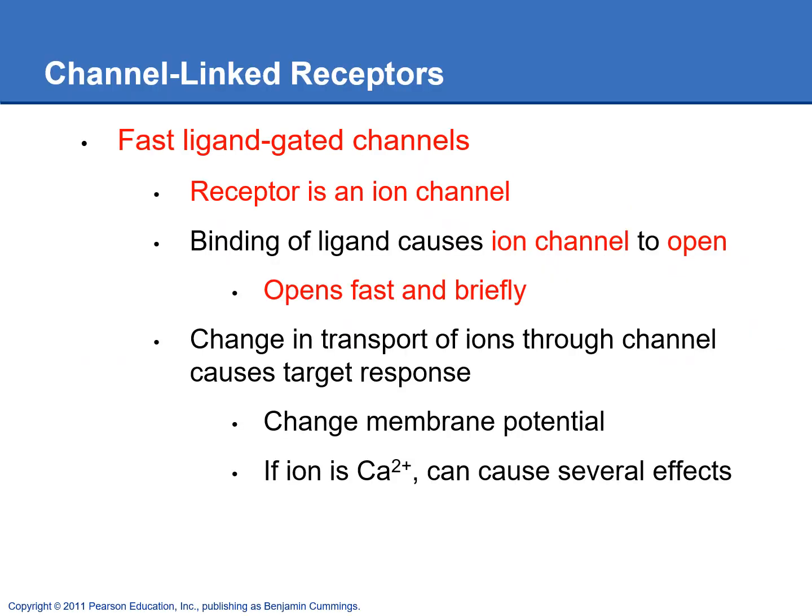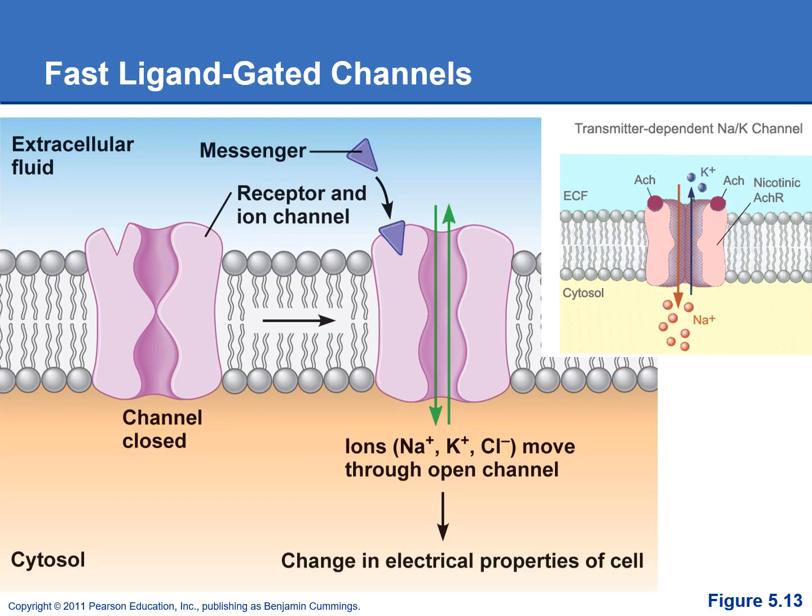So let's take a look at these channel linked receptors. They're also called fast ligand gated channels. And that's just because they open and close very quickly when the hydrophilic ligand binds to them. What's going to cause the cell response is when the ion is going in or out of the cell, and that ion can change the membrane potential, or if the ion is calcium, the calcium can cause a couple different things. So let's just take a look at a couple of pictures here.